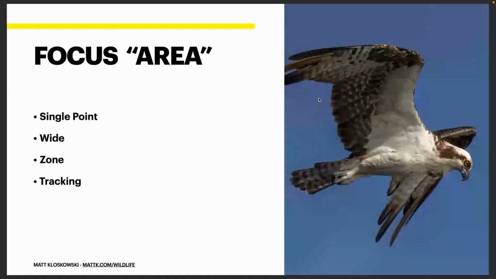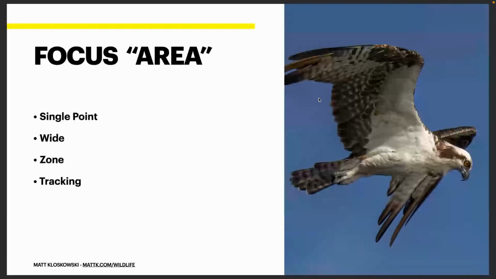Now we're going to cover the other part of it, which is focus area. We chose our focus mode, and now we have to tell the camera where to focus. When we choose our focus mode, single or continuous, we're not telling the camera where to focus. We're just telling it how often to focus and when to focus. With focus area, now you're telling it where to focus. You're going to have a lot of different options for this, and it's going to be different between cameras.